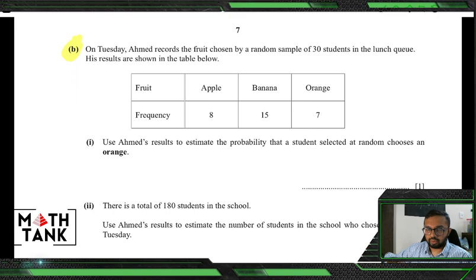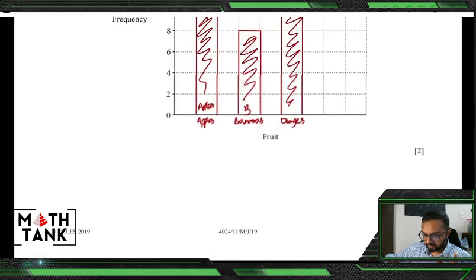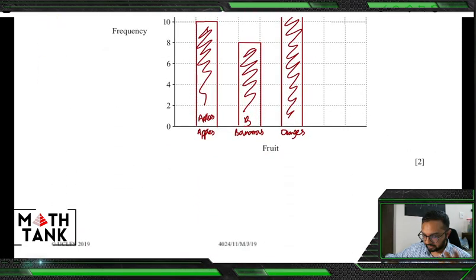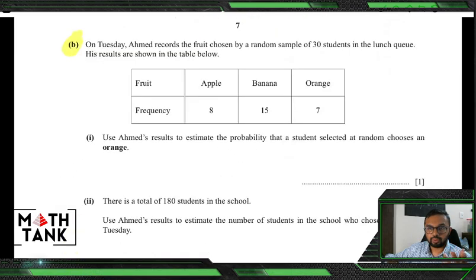So continuing this question, it says on Tuesday Ahmed records the fruit chosen by a random sample of 30 students. So that was the graph for Monday, and this one is for Tuesday. It says his results are shown in the table below. Use Ahmed's results to estimate the probability that a student selected at random chooses an orange. So out of 30, how many choose an orange? 7 choose an orange. So my probability will be 7 out of 30.